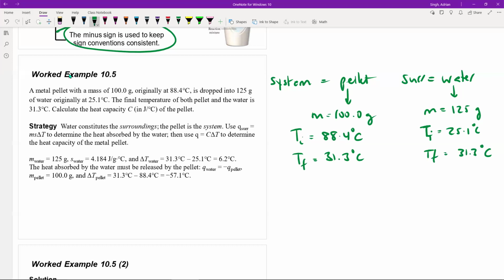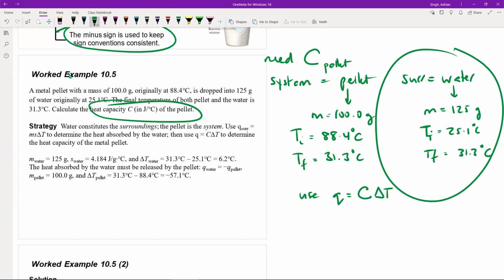All right, so what we can use then is our equation, because we're asked to find the heat capacity, C. So we're going to use Q equals C delta T. This now is the heat capacity, not the specific heat capacity, but the heat capacity of the actual thing, as opposed to per kilogram. What we need to find is the heat capacity of the pellet.